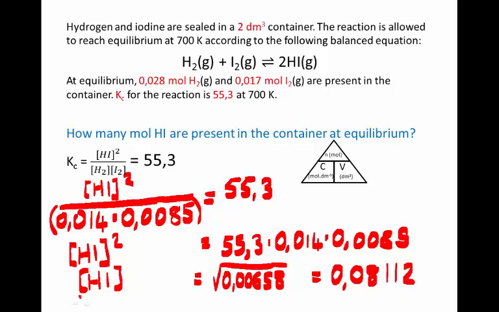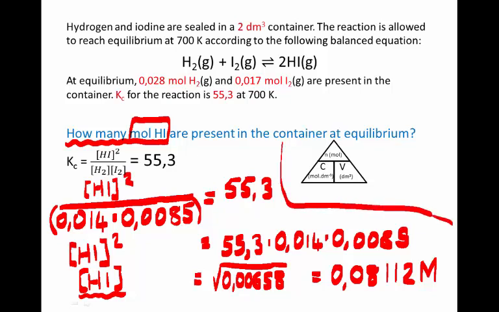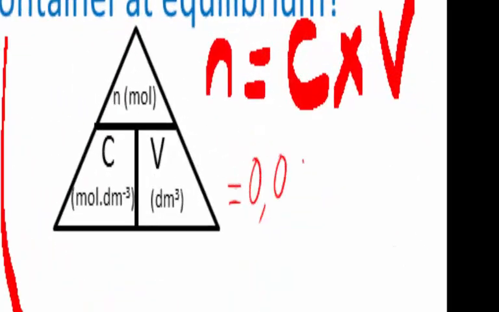What is this? We were calculating the concentration of hydrogen iodide at equilibrium. Now we look back at our question. What was the question? How many moles of hydrogen iodide are present at equilibrium? That's not the same thing. We've calculated the concentration. Now we need the number of moles. But we know that the number of moles is the concentration multiplied by the volume. We have the concentration, 0,08112 molar. We have the volume, 2 decimeters cubed.